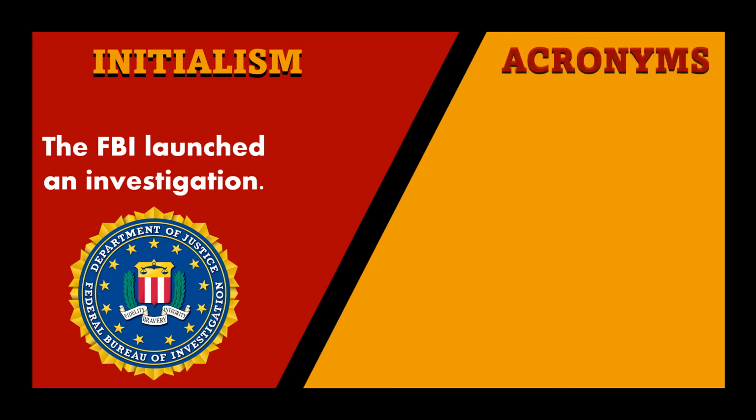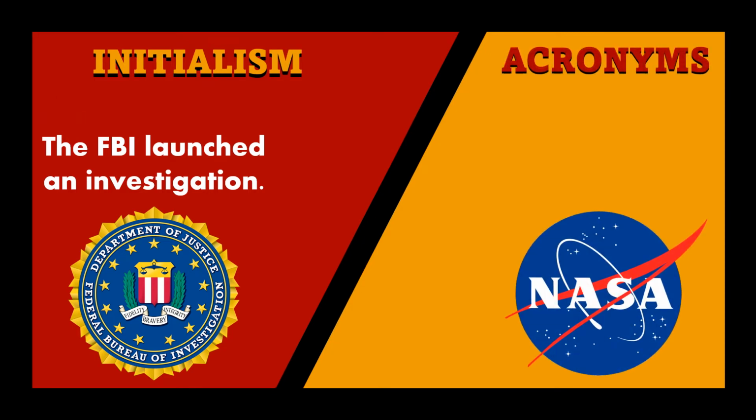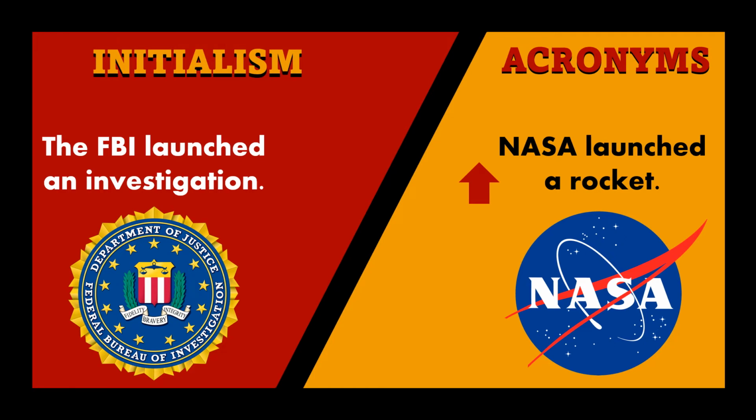Now, in contrast, let's take a look at an acronym. Here, we might say, NASA launched a rocket. Now, normally, when you say the full form of NASA, we put a "the" in front of the National Aeronautics and Space Administration. However, because NASA is an acronym treated like a proper name, we do not have a definite article "the" in front of it.